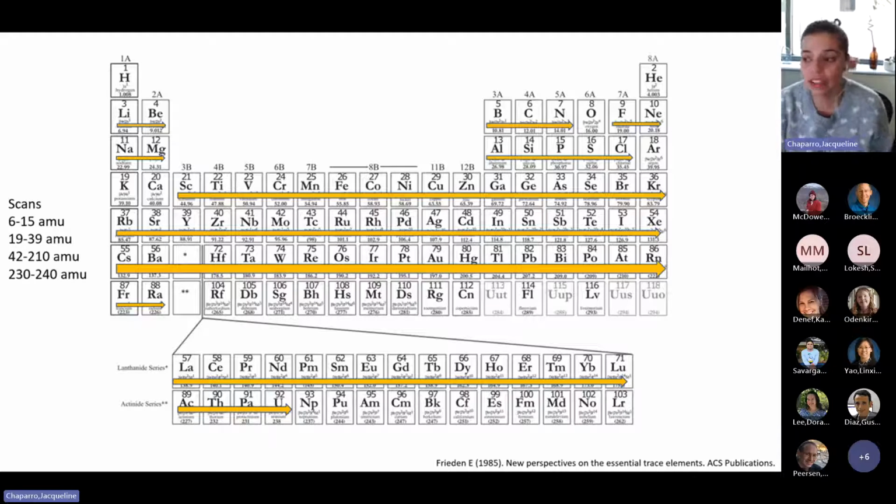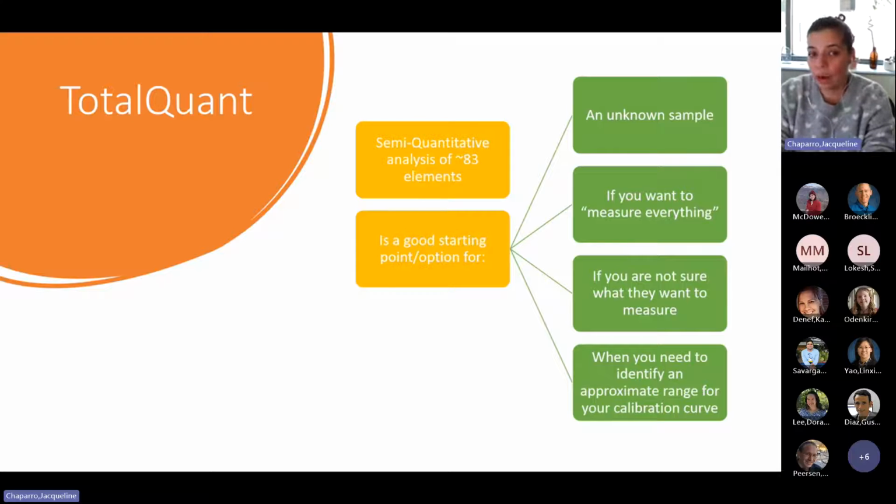This tends to be actually a pretty good estimate if you're not interested in absolute quantification, but you want to have an idea of the concentration of your sample. This is a technique that could be used to really get you to that idea of the ballpark of where you are. So benefits of total quant: it's a semi-quantitative analysis of about 83 elements, and like I said, it is a good starting point, an option for an unknown sample.